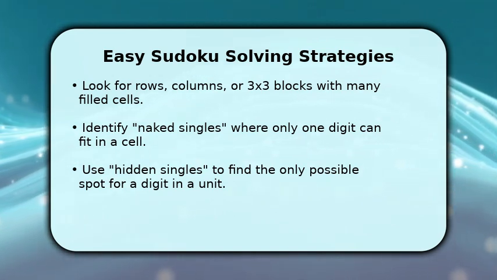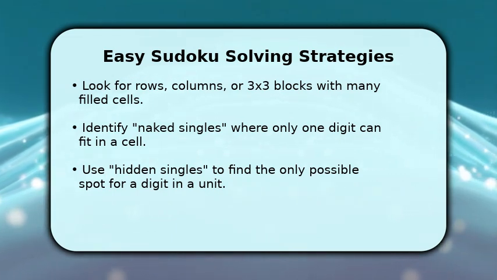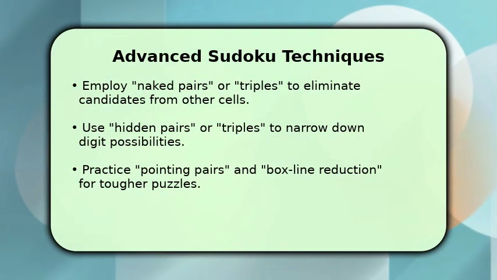Another technique is finding hidden singles, where a digit can only go in one specific cell within a row, column, or block. Ready for some more advanced moves?